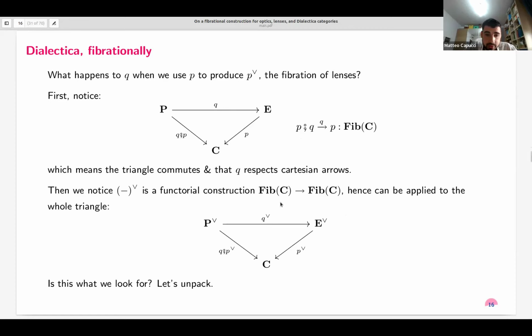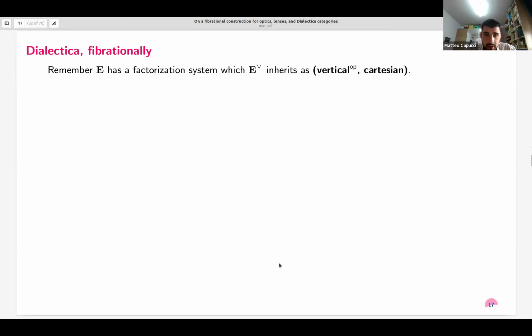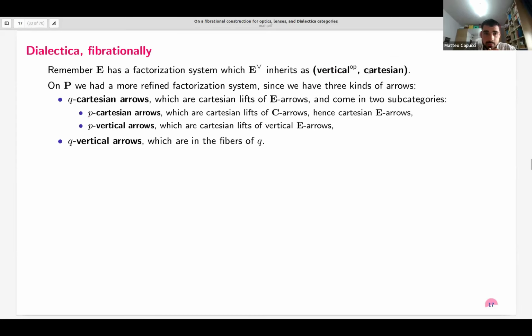And then, since taking duals is a functorial construction, this means that we can apply it to this triangle, which is really a morphism of fibrations, and thus we get this new thing. So we have P dual, Q dual, E dual, P dual again. So let's see what we have. So E dual had this factorization system given by formal opposites of verticals and Cartesian arrows, right?